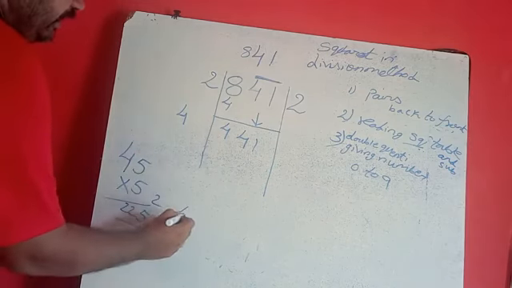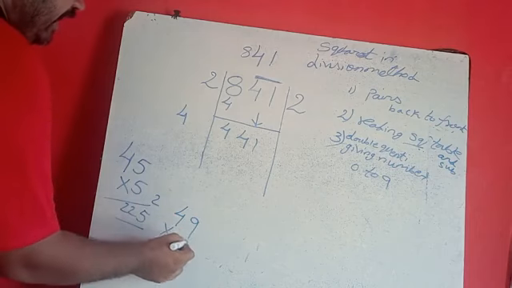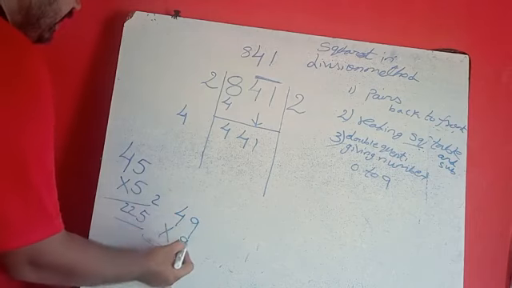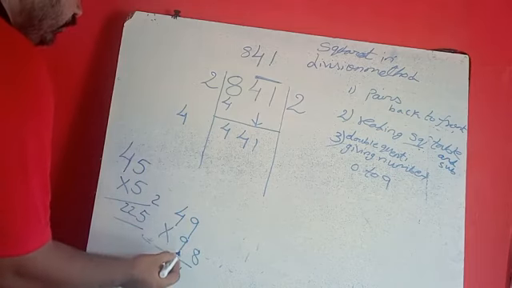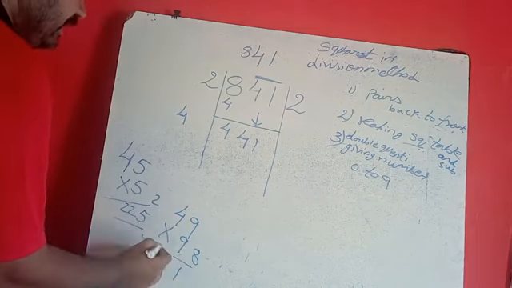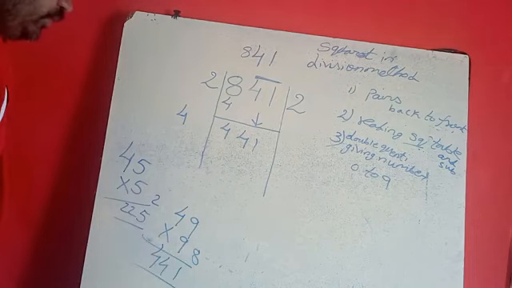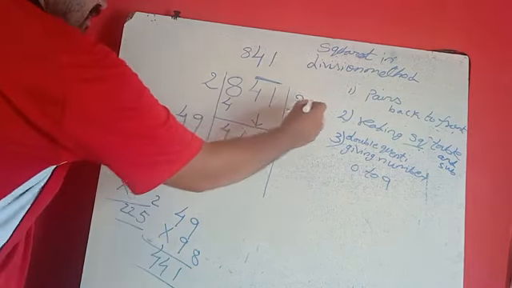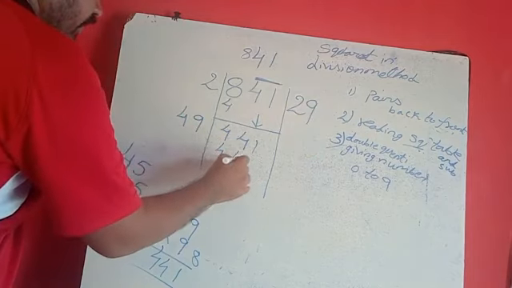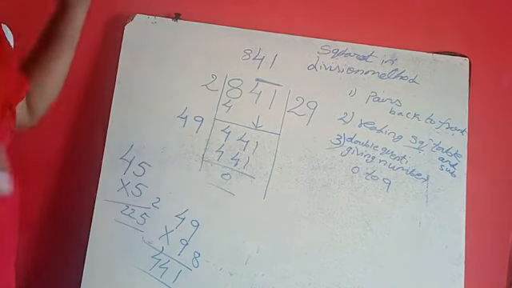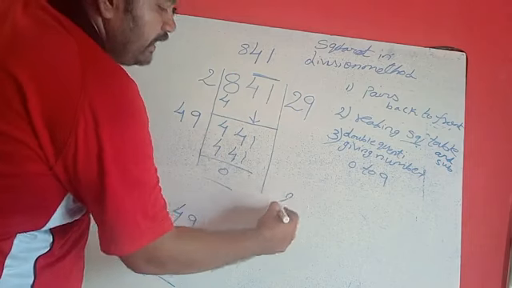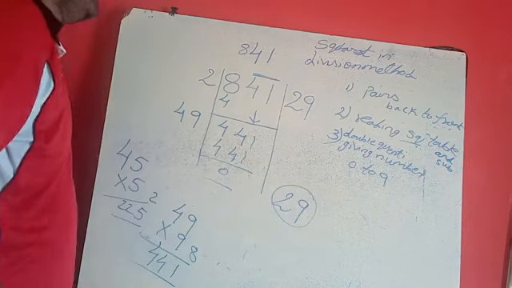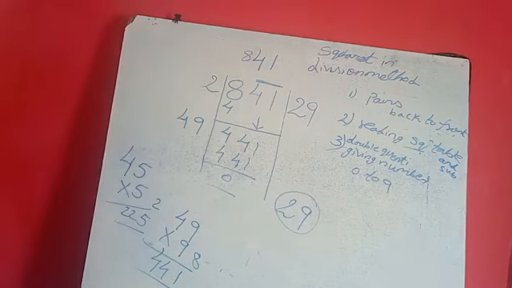I am going for 49 into 9. What number are we taking here? With that number we have to multiply. So 9 9s are 81, 4 4s are 16, and plus 1 is 441. So take it as 9 times, 441. So subtraction gives 0. The answer for this sum is 29.